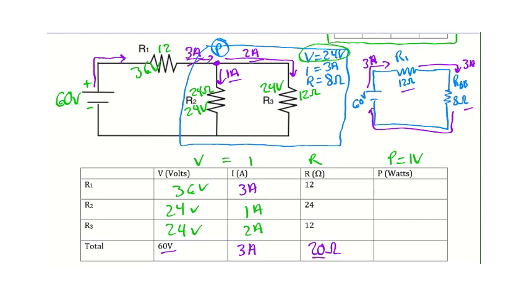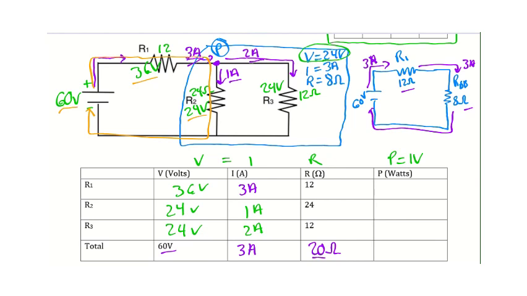Now, voltage still does add to the total, and let me show you why. Let's say we take this path out of the power supply. We go through R1, we go through R2, and we come back to the power supply. How much voltage did we drop? When we go through R1, we drop 36 volts. And then in this case, we went through R2, so we dropped 24 volts. And you can see that 36 plus 24 adds to 60. So in fact, in one path, we do still add to the total voltage across the power supply.